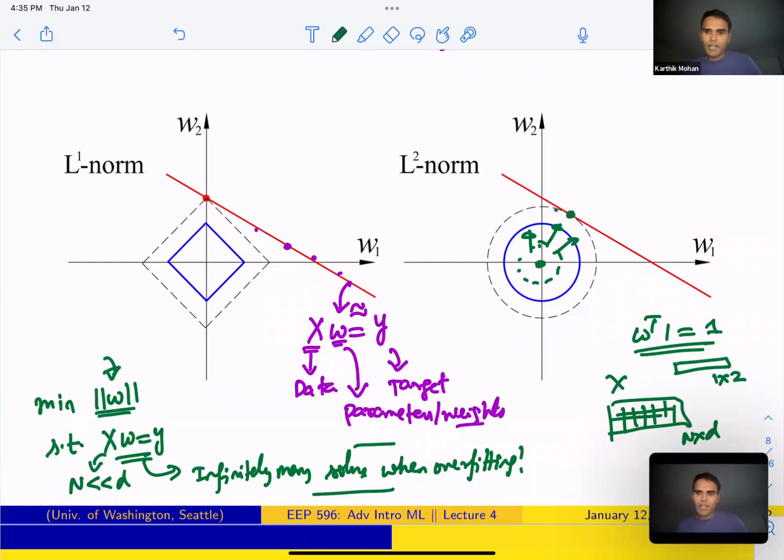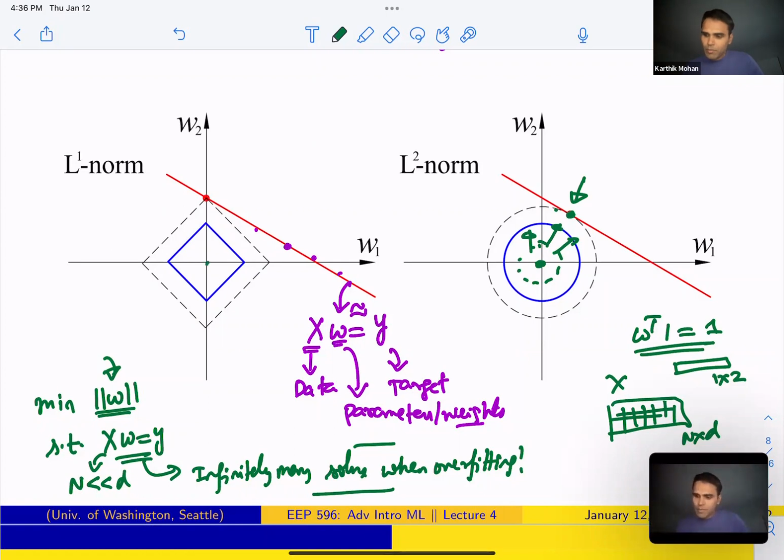So I'm going to keep expanding this ball until I hit a point on the line. At that point, I have actually minimized the weights, found a set of weights that have the least norm on this hyperplane or line. But look at where it falls in this example. It is not falling on an edge. It's not falling on any of the axes, right? But it has the least L2 norm. So the weights are kind of clamped down.